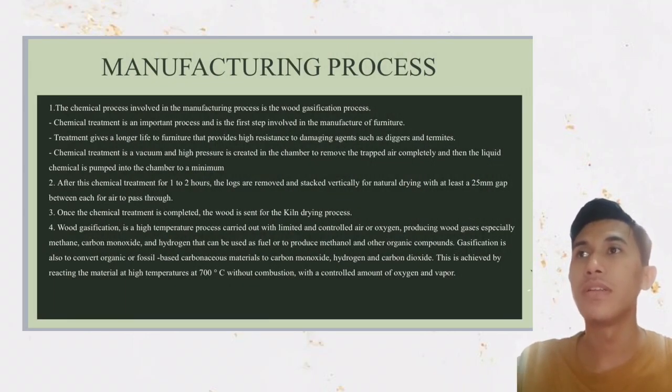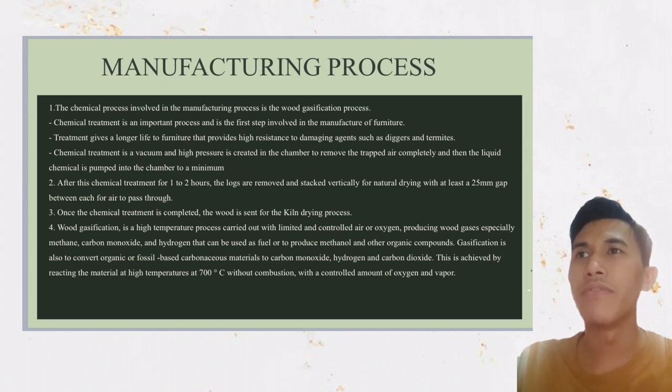Manufacturing process. The chemical process involved in the manufacturing process is the wood gasification process. Chemical treatment is an important process and is the first step involved in the manufacture of furniture. Treatment gives a longer life to furniture and provides high resistance to damaging agents such as borers and termites.